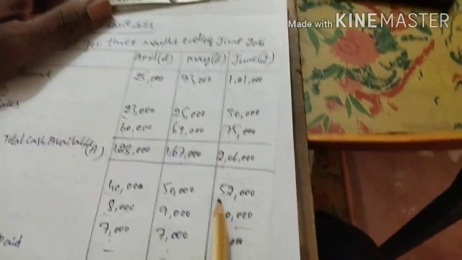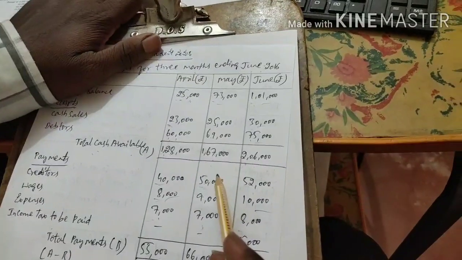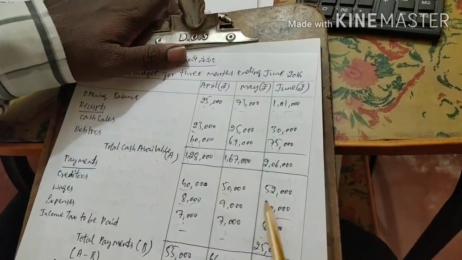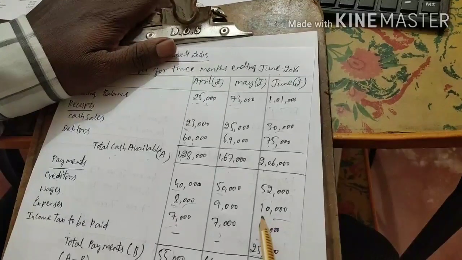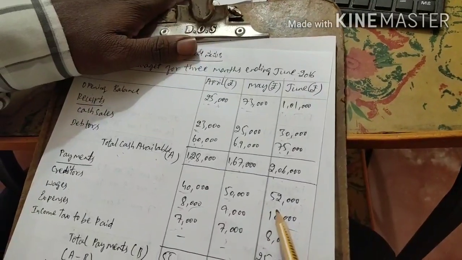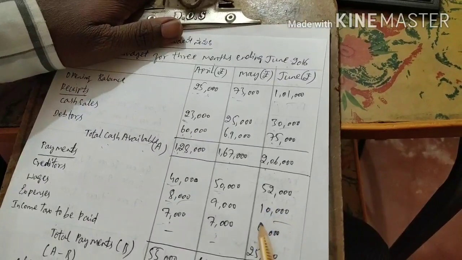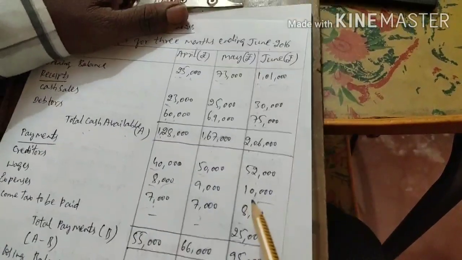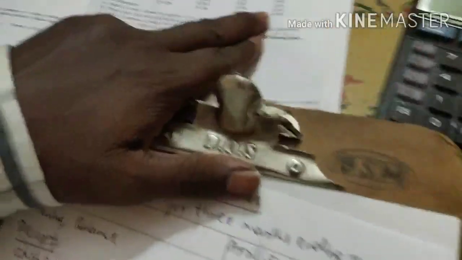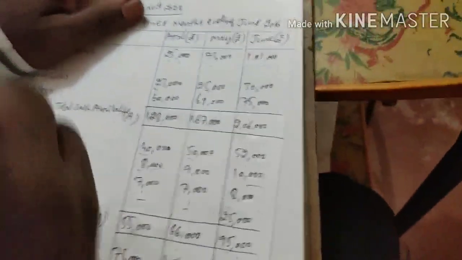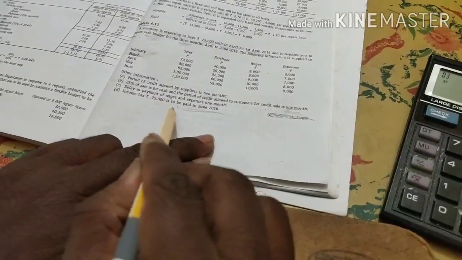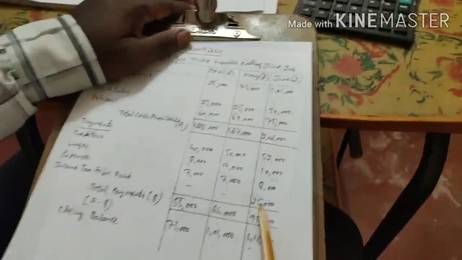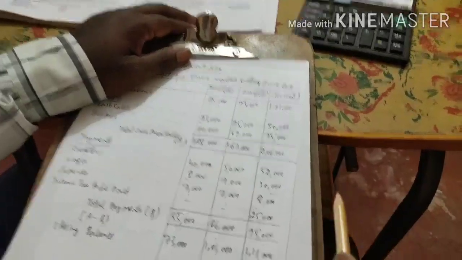So for the payment, the creditors are given for 2 months. That means the month of April creditor I will pay in the month of June. So how much? 52,000. The wages again is for one month. So the month of May wages amount I have paid in the month of June. How much? 10,000. And the last one is expenses. Again the month of May I have paid in the month of June, 8,000. One more adjustment is there. Income tax 25,000 has to be paid in the month of June. That means in the month of June I shall pay how much? 25,000. Put together it will come 95,000.